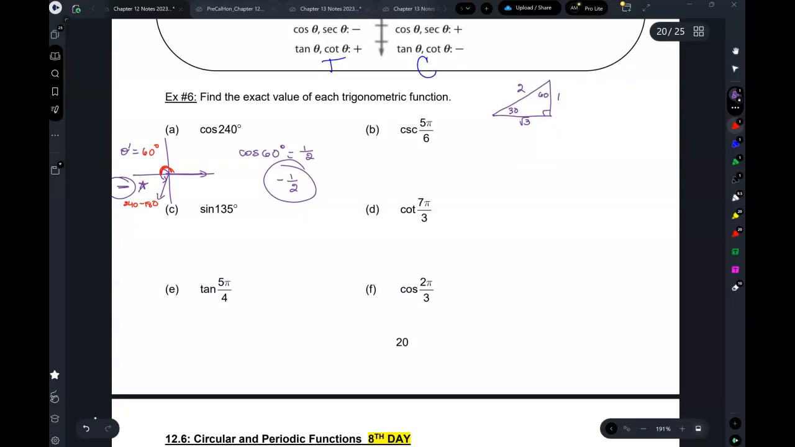Okay, let's do this one. 5 pi over 6. What's the reference angle? Pi over 6. Okay, so let's see where it lands. We need to know where it lands. So 5 pi over 6. Who says it's in quadrant 1? Who says it's in quadrant 2? Who says it's in quadrant 3? Okay, you can only vote for one.